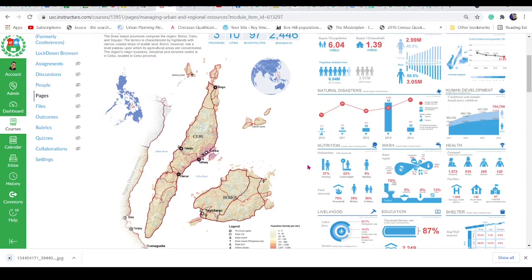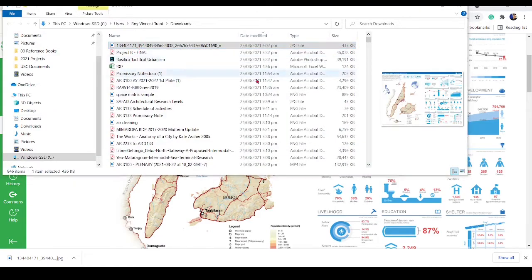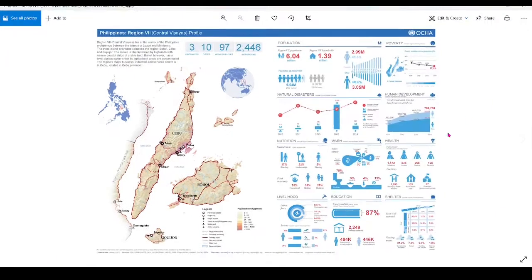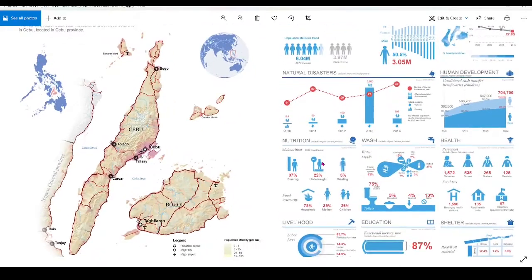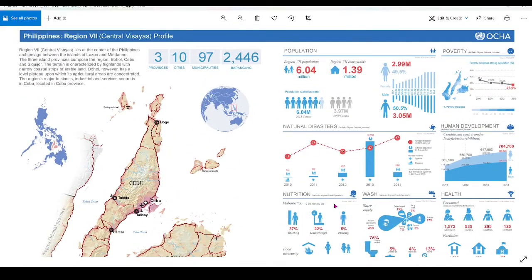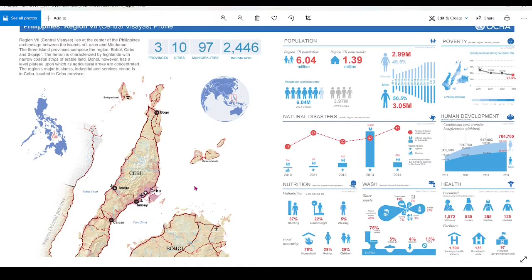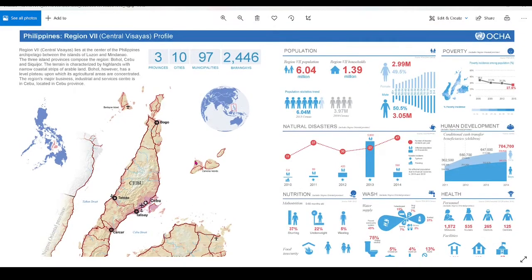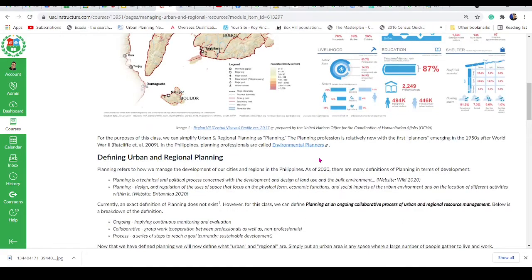Show in Finder. So why are boundaries and knowing which city you're from important? Because really, it's all about knowing where the people are located. Because when we know where people are located, then we know where the priority areas are that need to be designed. So over here, this is a regional profile made by OCHA, which stands for the United Nations Office for the Coordination of Humanitarian Affairs.